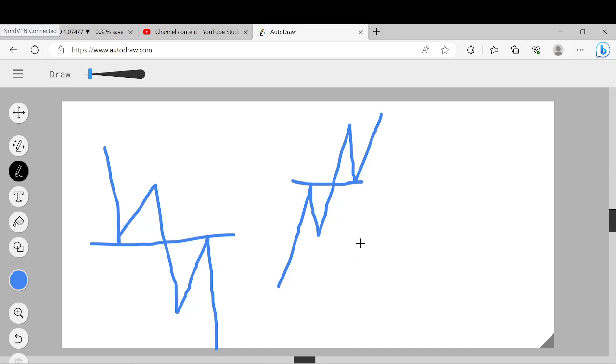So in the next couple of videos, we're going to go to a real chart example. Like I said, this is the only time we're going to be on the drawing pad. So we're going to go to a real chart example next, show you what it looks like in a real chart environment.